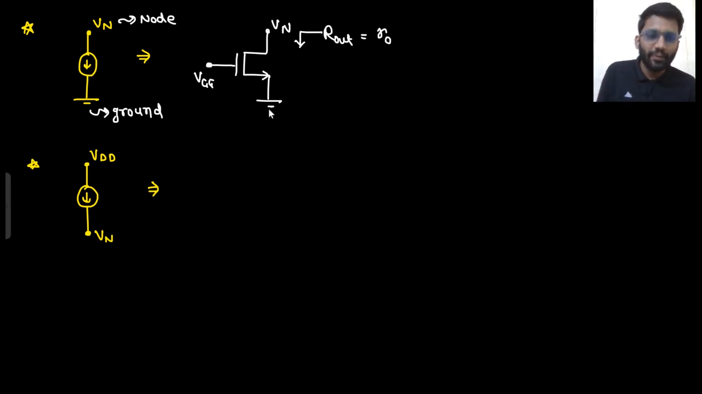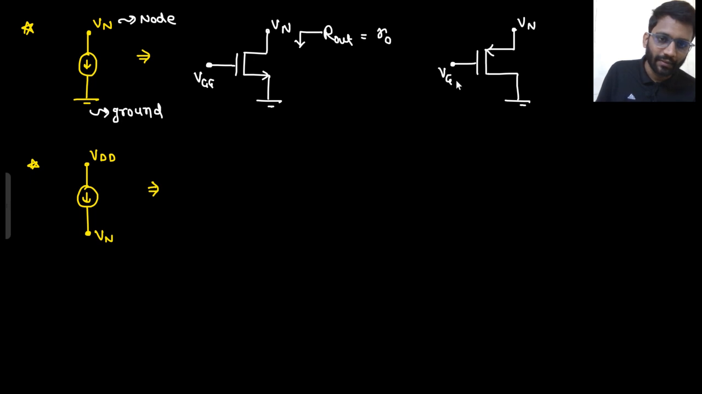Now, why did I use NMOS? Why did I not use PMOS? Let's check what if I use a PMOS. So this will be my VN. I will be using a PMOS. This will be some supply VGG, right? If I use a PMOS from VN to ground, tell me what will be the impedance looking from here. What will happen?